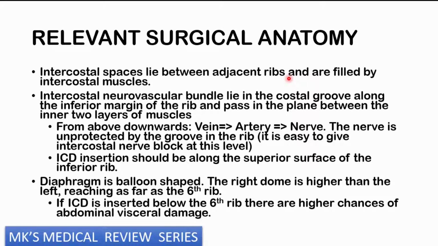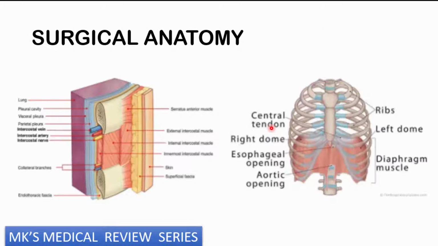You also really need to note that you have a demarcation between the thorax and the abdomen that is known as the diaphragm. Remember that the diaphragm is balloon shaped, and the right dome of the diaphragm is often higher than the left dome of the diaphragm. On the right side, it can even reach as far as the sixth rib, which is why the ICD must be inserted above the sixth rib. It shouldn't be inserted below the sixth rib, because that carries a higher chance of abdominal visceral perforation. You may actually go into the liver.